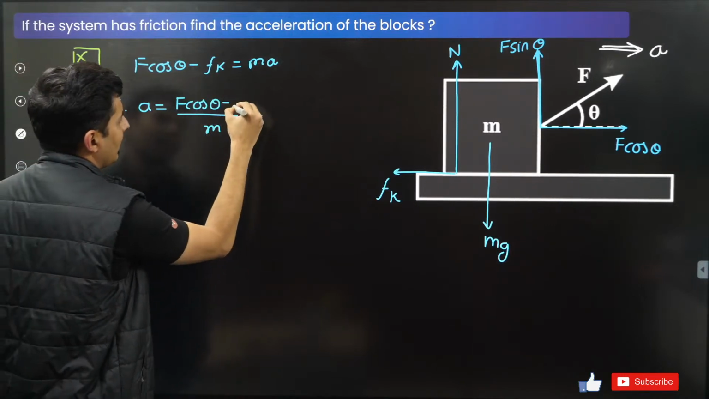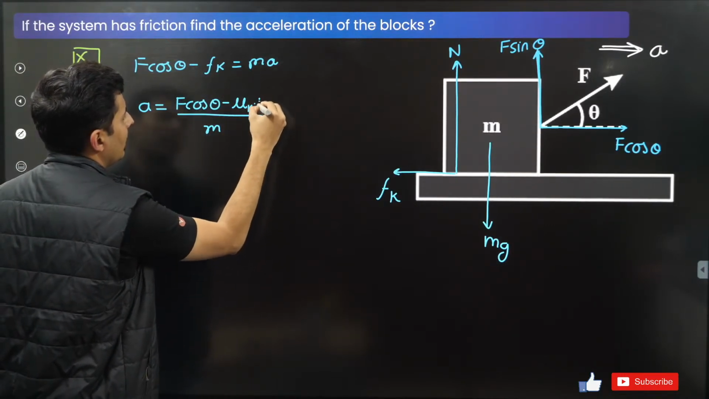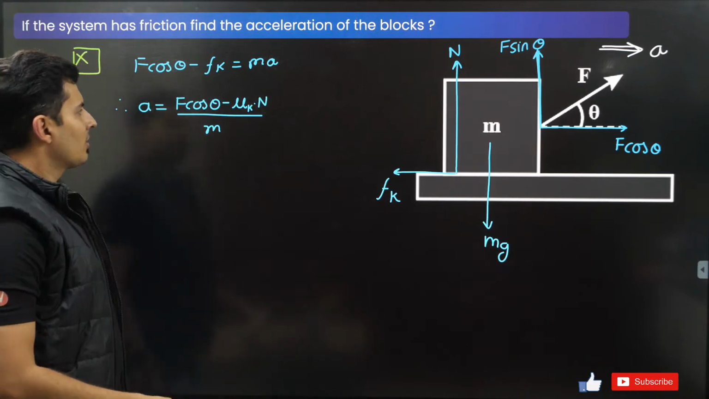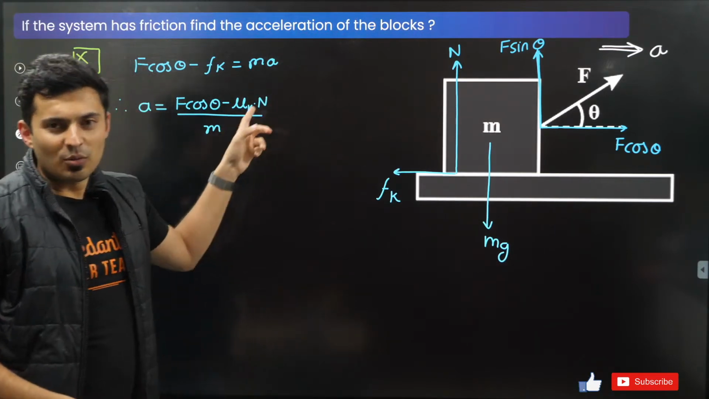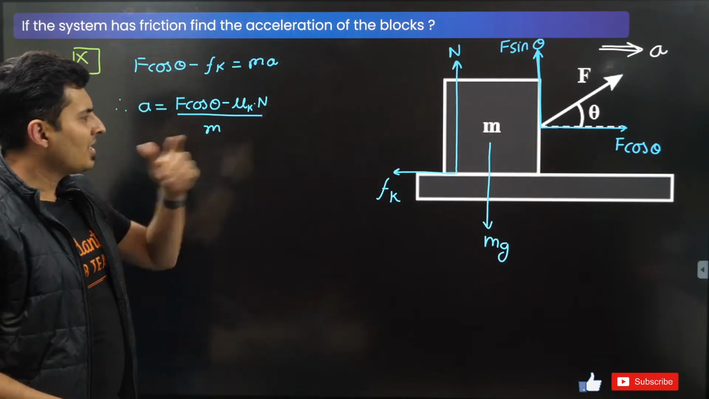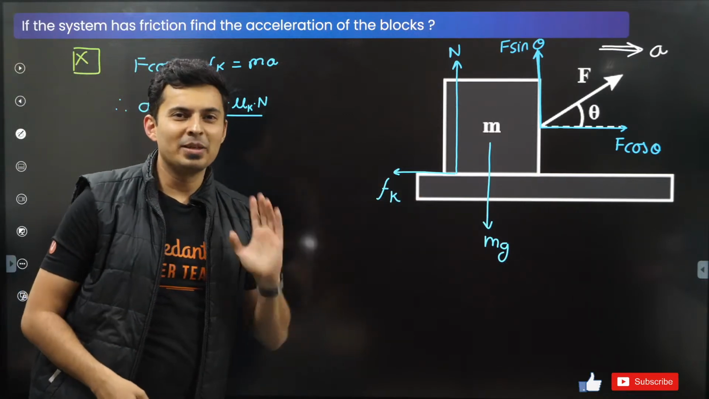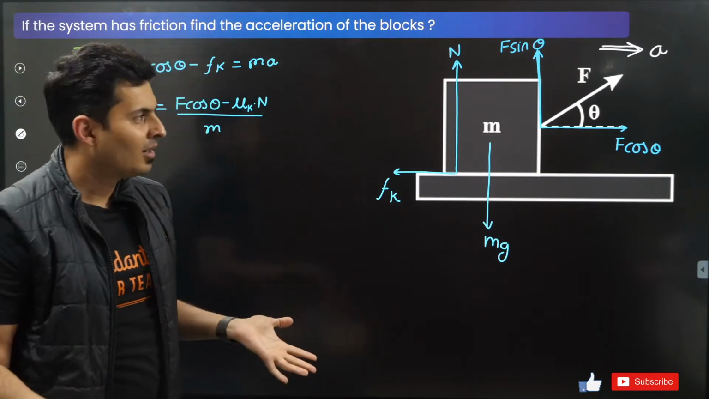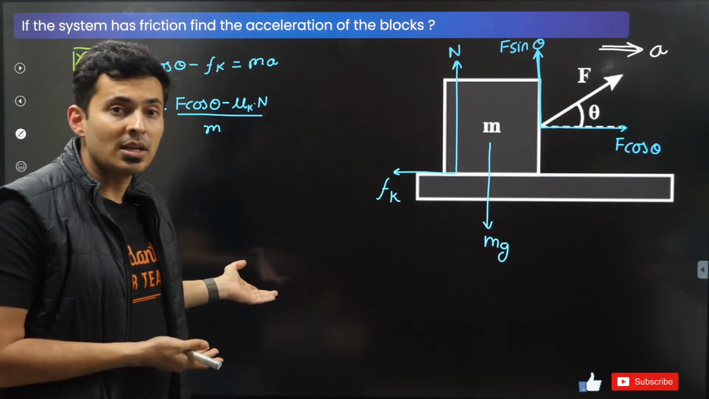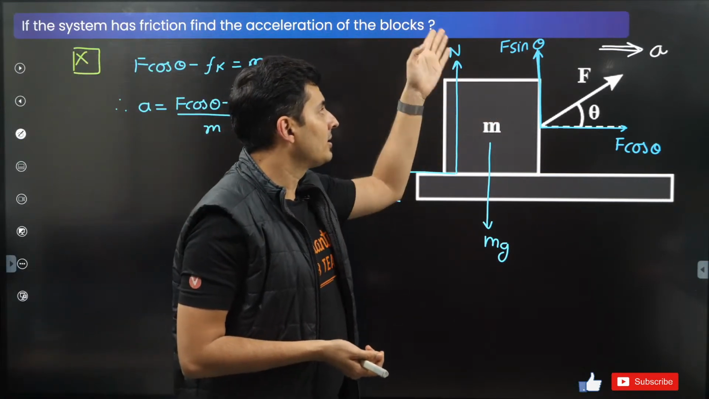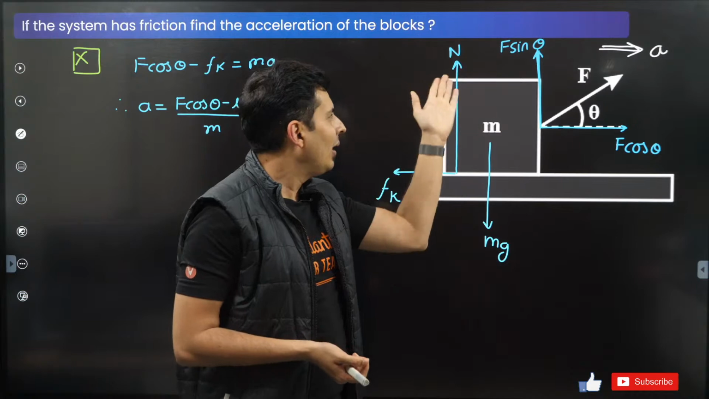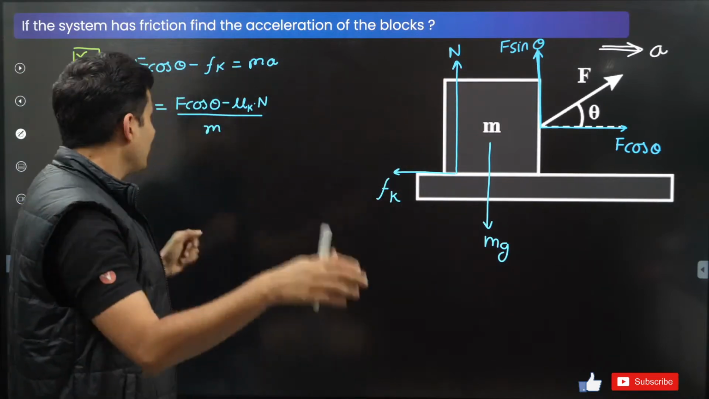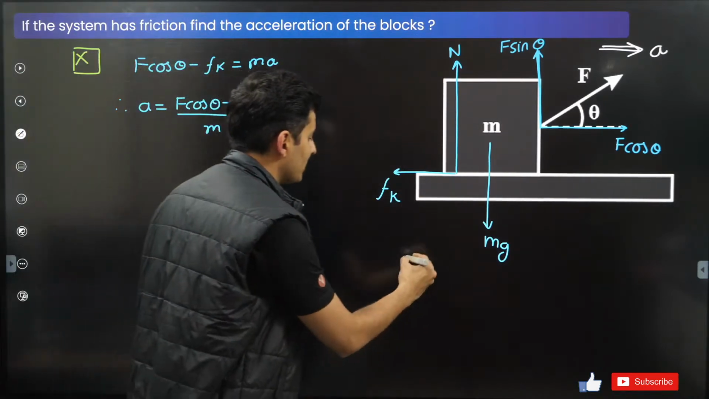Oh, but wait a minute, kinetic friction is nothing but mu k into normal. Oh, but that's a problem. I don't know normal. Guys, what's the value of normal? You will be like, sir, normal is mg. That's where you make a mistake. Normal is not mg. Like, sir, why normal is not mg? See carefully. Normal is there. F sin theta is also there. How is normal equal to mg? So think again, you will understand what mistake you made.